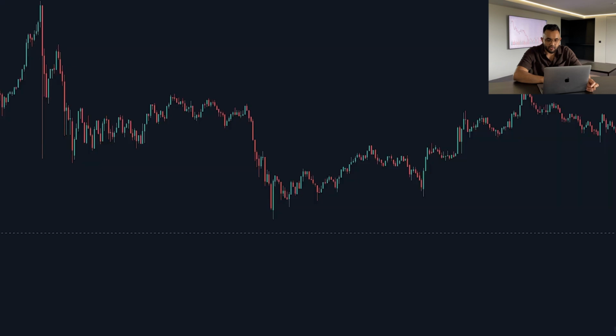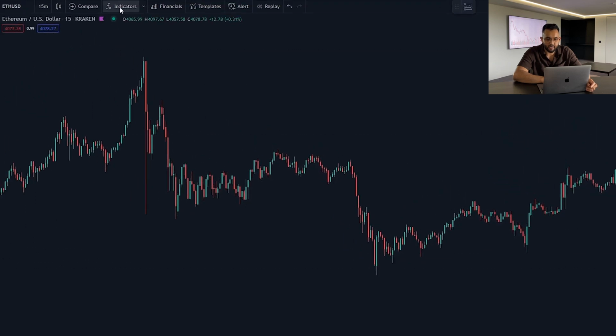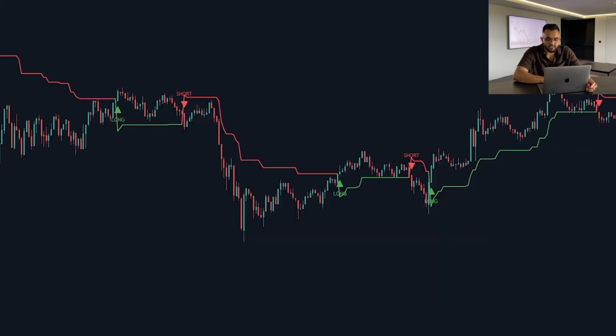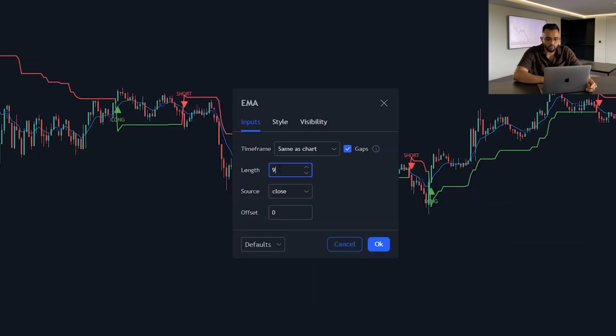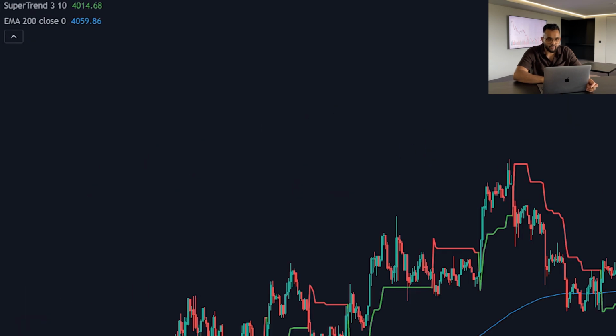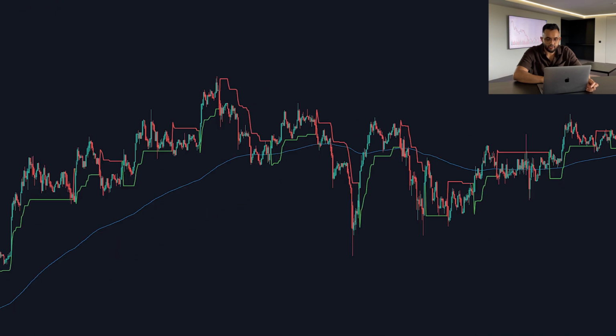Let's add these indicators to our chart. Go to the indicators tab, add the super trend indicator and just keep the default setting. Next, add the exponential moving average and change the length to 200. Now that we have the indicator set up, let's move to how to actually use the strategy.